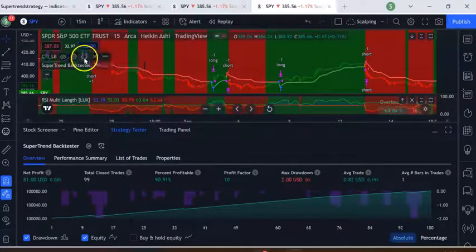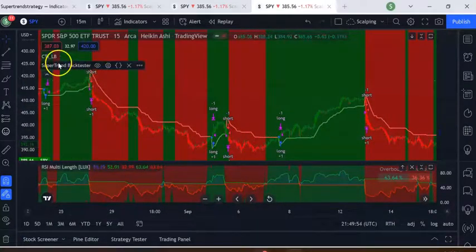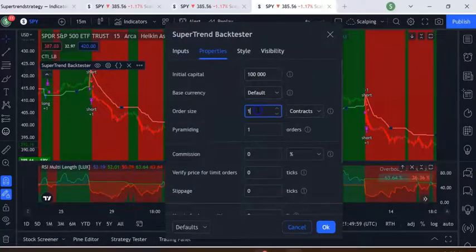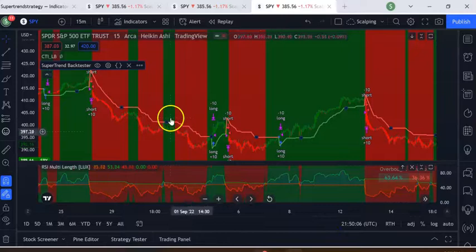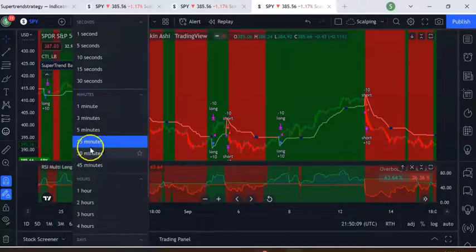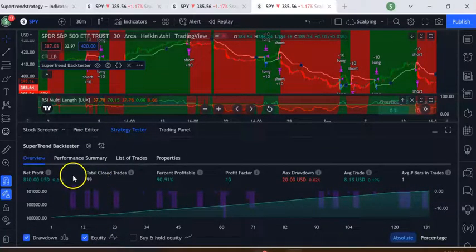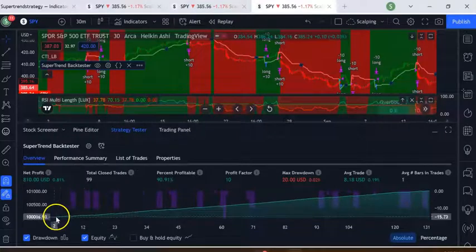Let's change this. I'm going to go to Properties, I'm going to say 10 contracts. Hit OK. Now let's go to 30 minutes. Let's go to strategy tester. So 99 trades, 90% win rate. You can see that there's no drawdown at all, it's going up and up.